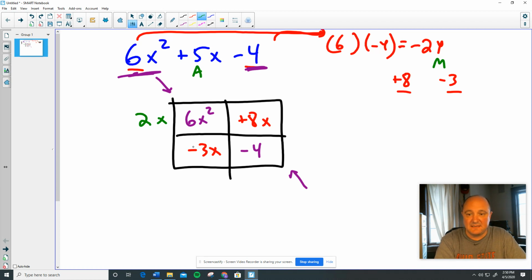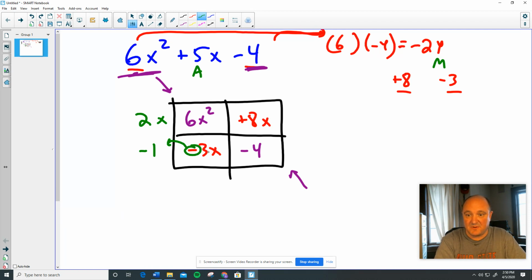Now, the trick here is if there's a negative in front of the x term, I'm always going to factor a negative out. But that's the only thing that factors. 3 and 4, the greatest common factor is 1, and there's an x term here, but not here. So all I can factor out is negative 1. I then do the same thing with the columns.